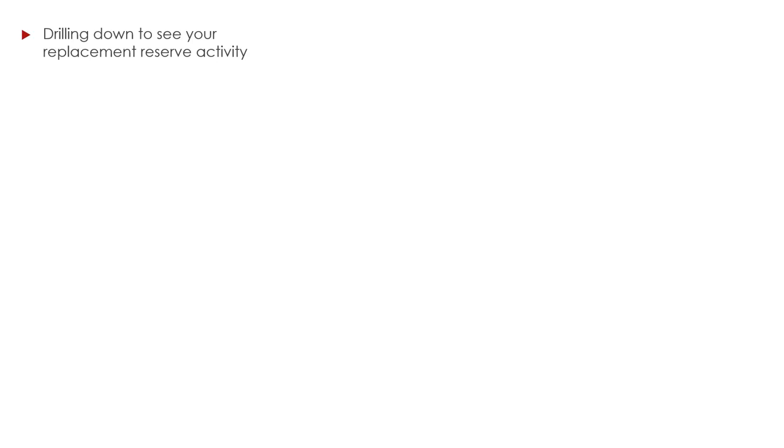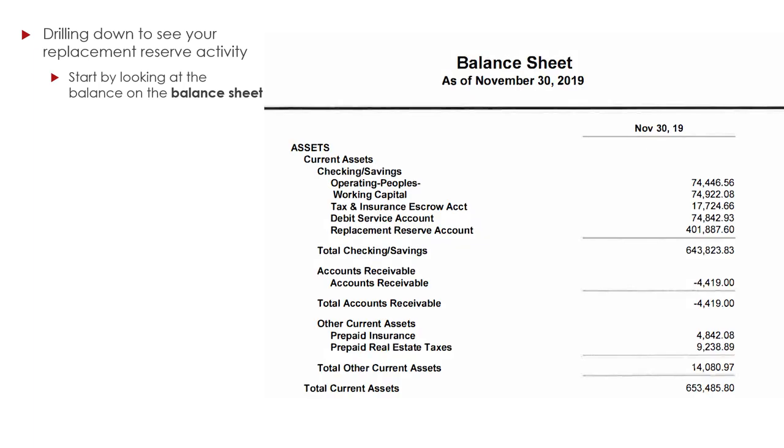There are a few reports in your financial packets you get every month to monitor the activity of this replacement reserve account. You can start by taking a look at the overall replacement reserve balance by checking out your co-op's balance sheet. This report is usually on one of the very first pages of your financial packet. Here's an example from a real co-op.